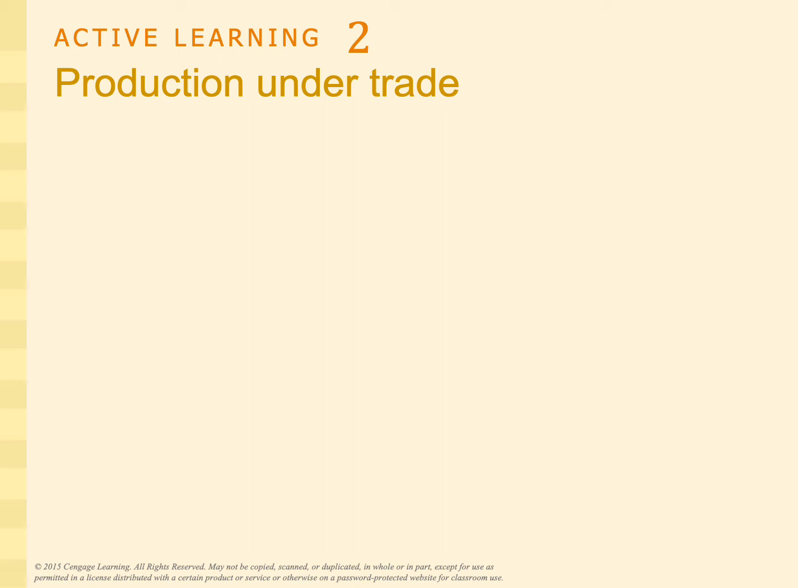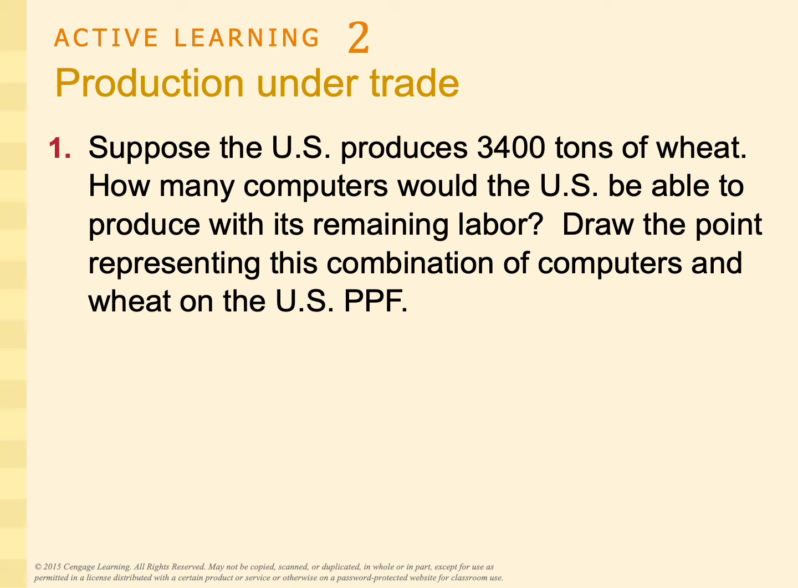Okay, so we're going to start. Here's another active learning opportunity for you. Suppose the U.S. produces 3,400 tons of wheat. How many computers would the U.S. be able to produce with its remaining labor? Okay, so go ahead and you're going to have to figure out how much labor it would need to produce this 3,400 tons of wheat, and then see how much labor it has left over, and with that leftover labor, how many computers could it create? And if you need to, you can skip back a few slides. It's 100 hours per computer is what the U.S. works with, so you'll need that information there. And then go ahead and draw that point on the PPF that you drew for the U.S.